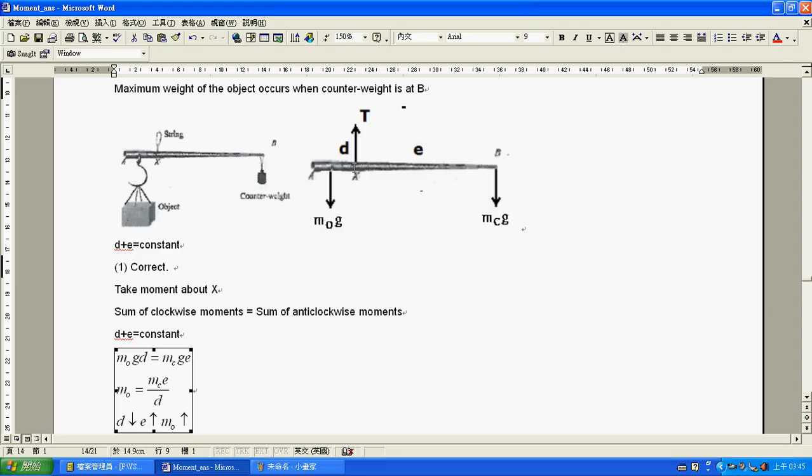Now note that the string cannot pass the hook. Otherwise, it won't be balanced.